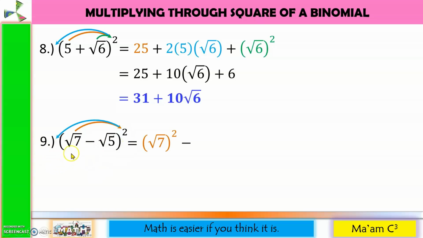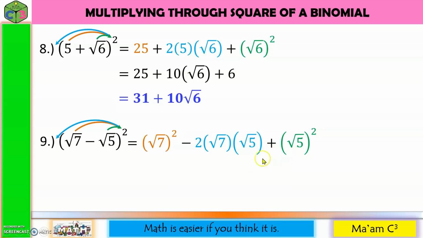We multiply it with the first and the second term. So 2 times square root of 7 times the square root of 5. And then we square the second term. Square root of 5 is squared. Remember, the third term is always positive. Negative squared is still positive. Square root of 7 squared is 7.